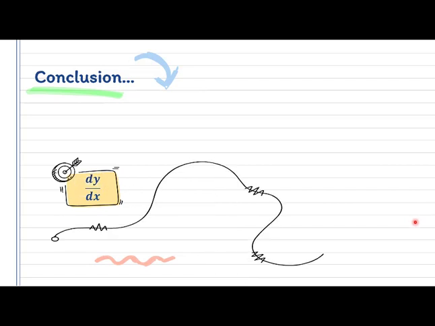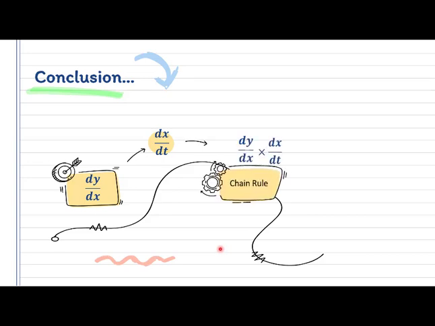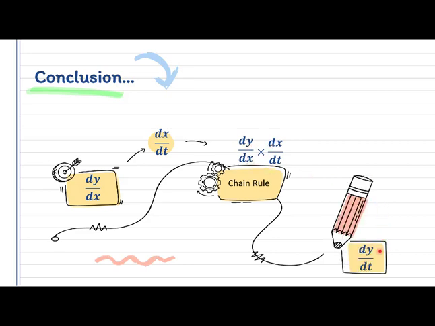So our conclusion for the connected rate is, if you know the changes of y with respect to x, and if you also know the rate of one of the variables, for example here dx/dt, you can calculate the rate of the other variable. Since it is chained, dy/dx with dx/dt can be used to calculate dy/dt.